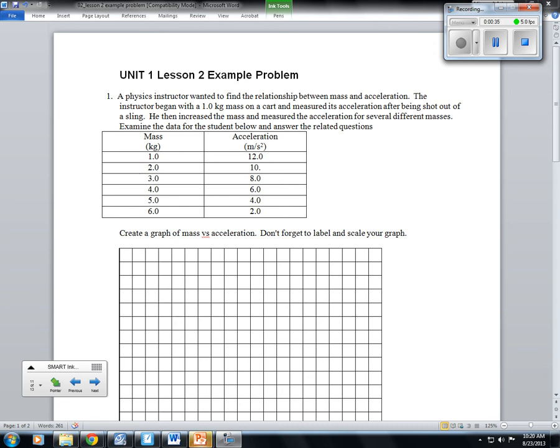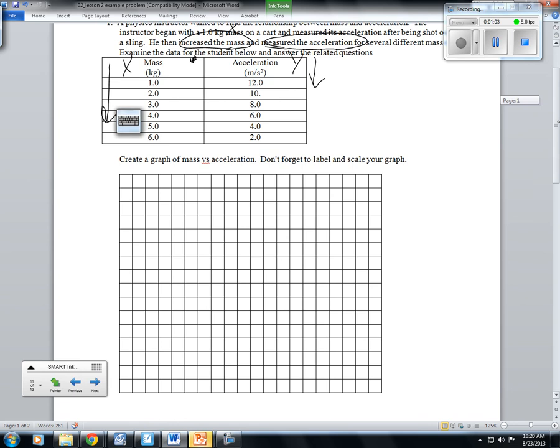In this situation, he measures the acceleration. That's the one being affected, so that's my dependent variable, and that's my y-axis here. Increasing the mass, he manipulates that, so that's our independent variable, our x-axis. So we're going to graph the mass on the x and the acceleration on the y. You've got to keep it in scale, and make sure we label our axes here.